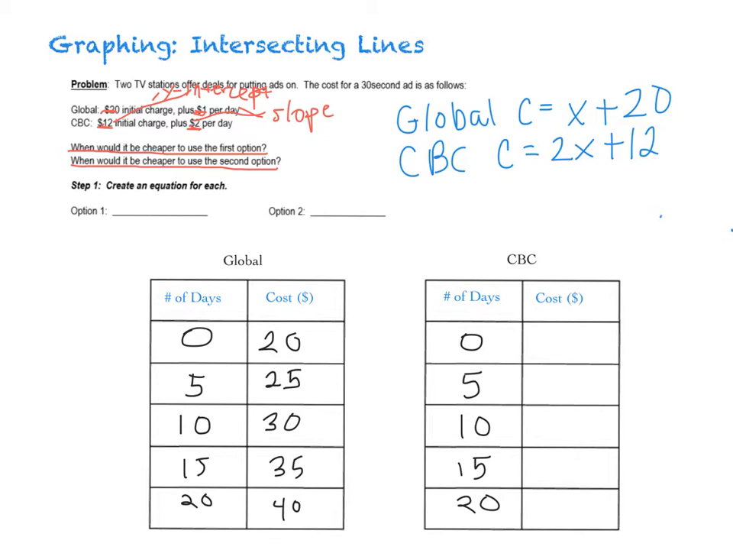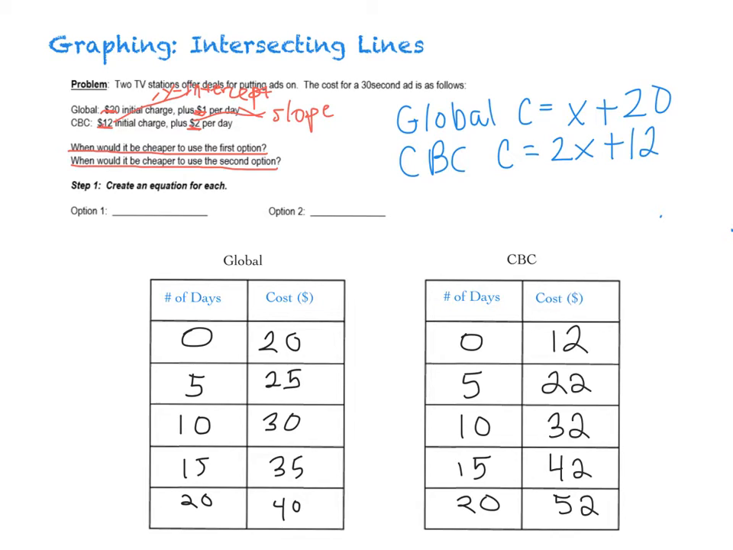For 0 days, the cost at CBC is going to be $12 because there's the $12 initial charge. So I would write in here 12. And then it's $2 per day. So for 5 days at $2 a day, that's $10 plus the $12 original fee. That's going to make it 22. And again, you see that it went up by 10. It's going to continue to go up by 10 because for each 5 days it's going to be 10 extra dollars. So my next one is going to be 32, 42, and 52.